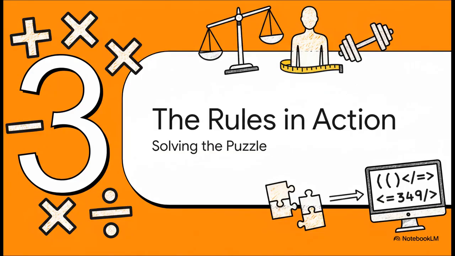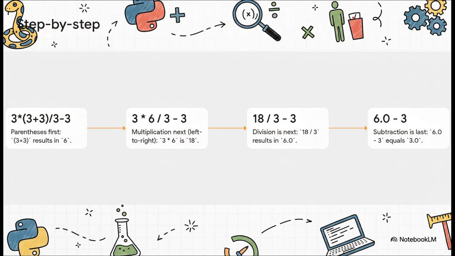Okay, we've got the rules down. Now, let's pretend we're the computer for a second and use PEMDAS to solve that puzzle from the beginning, step by step. First up, Python hits the parentheses, 3 plus 3 becomes 6. Our expression is already simpler. Next, our multiplication and division. And remember, we go from left to right. So 3 times 6 is 18. Then 18 divided by 3 gives us 6.0.